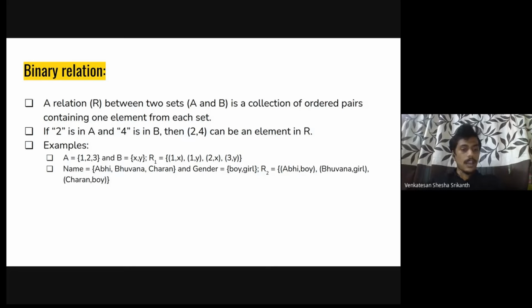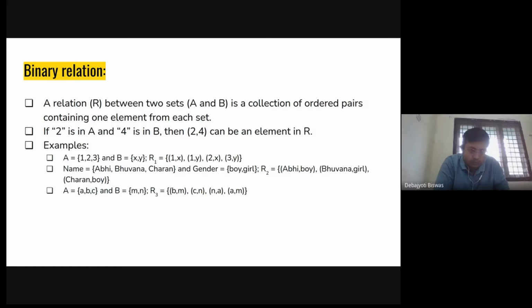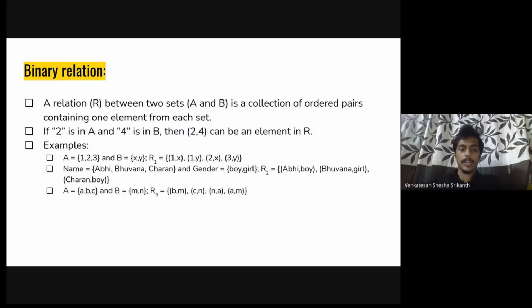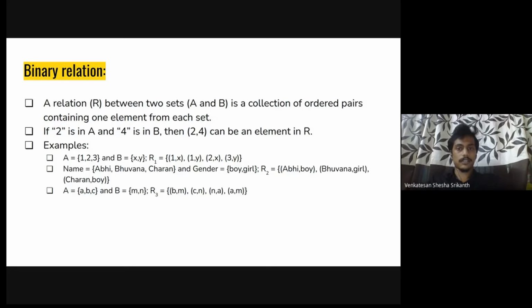Let's look at another example. Here is my set A containing elements a, b, c and set B contains m, n. If I define R3 like this, containing the elements (b, m), (c, n), (n, a) and (a, m), Debajyoti, can you tell me, is R3 a relation defined on the sets A and B?